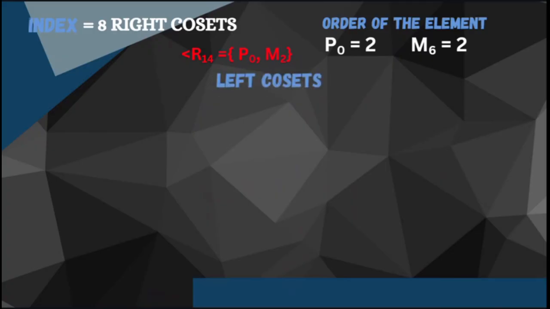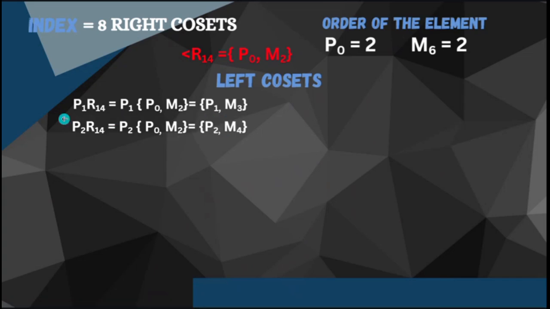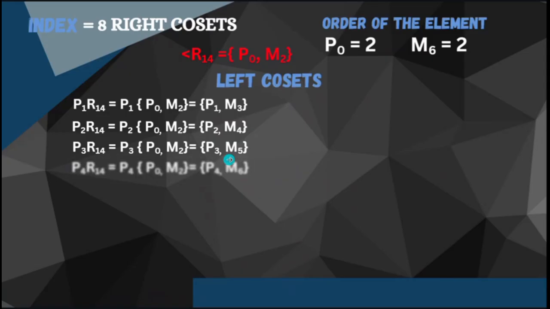For left cosets, we have rho sub 1 multiplied by r sub 14. We have rho sub 1 and mu sub 3. For rho sub 2 multiplied by r sub 14, we have rho sub 2 and mu sub 4. For rho sub 3 multiplied by r sub 14, we have rho sub 3 and mu sub 5.